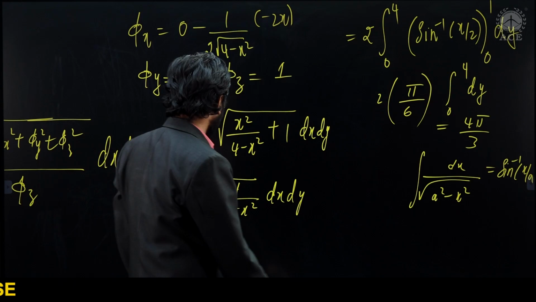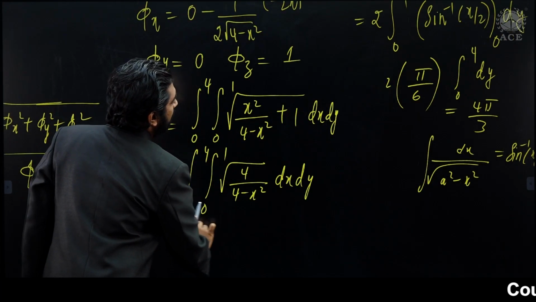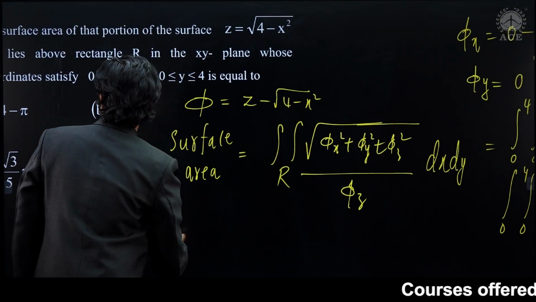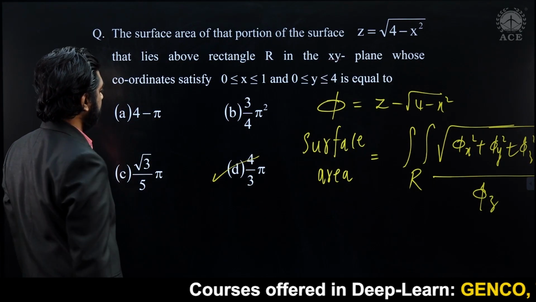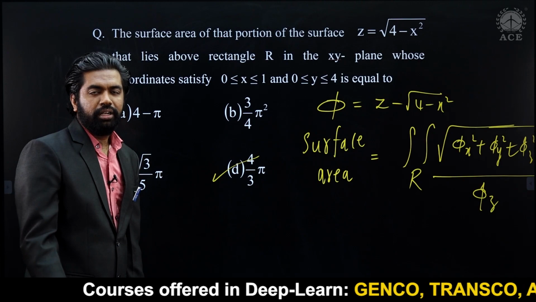Let's see whether we have got an answer like that, 4 pi by 3. So have a look at this. Yes, we have got that. That is option D. Okay, let's go ahead.